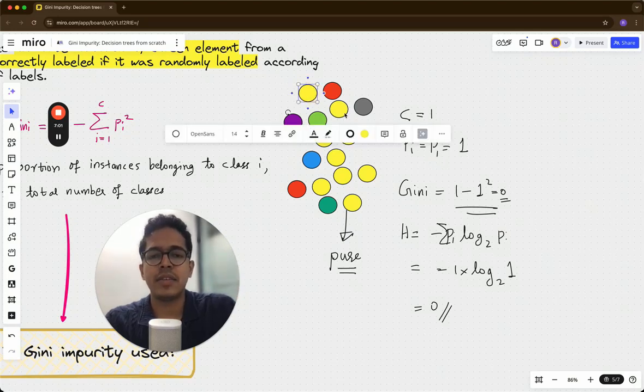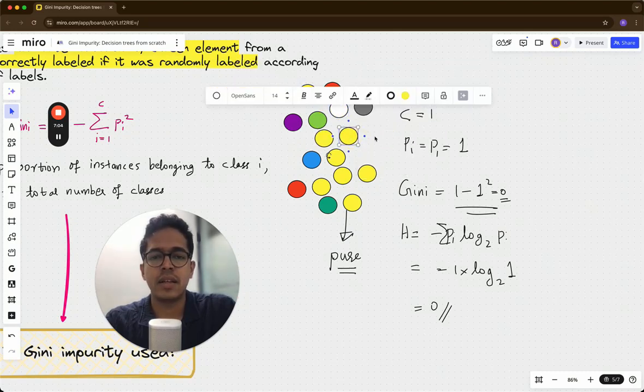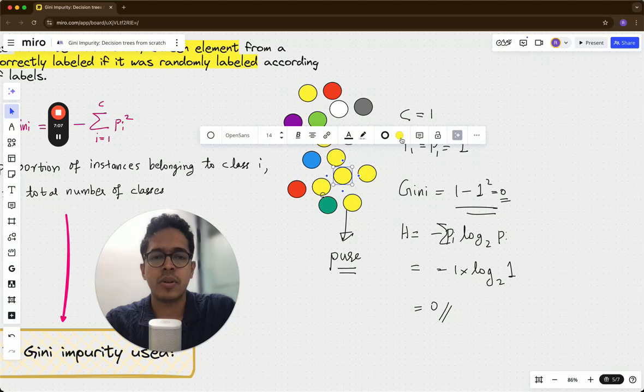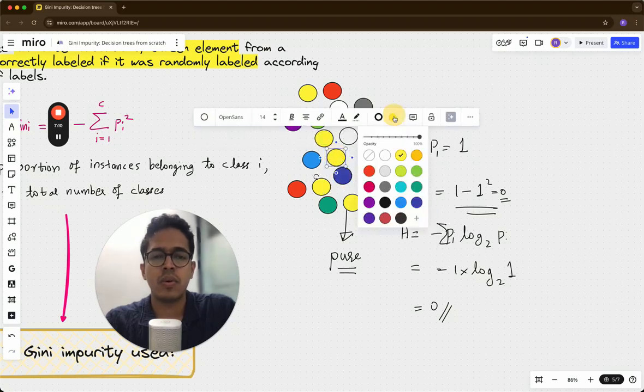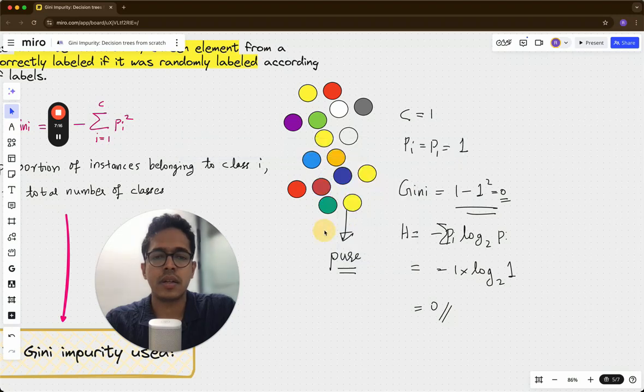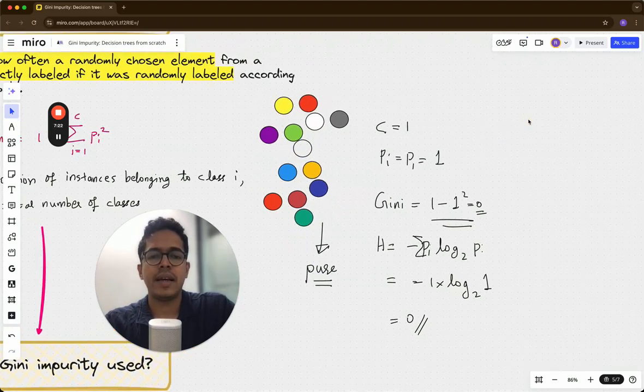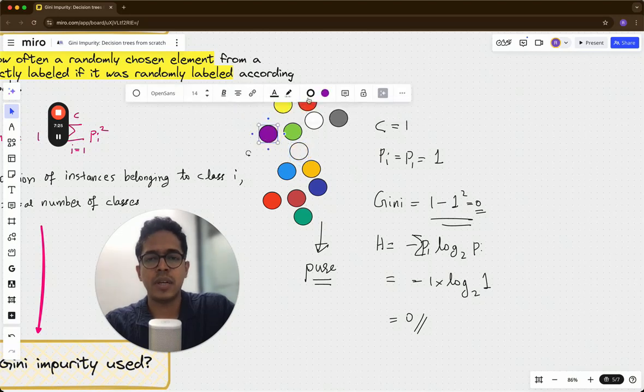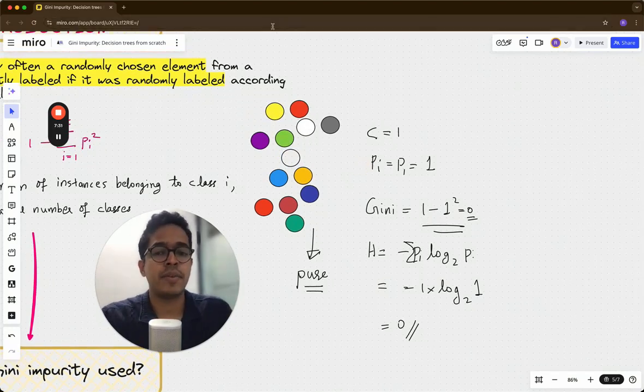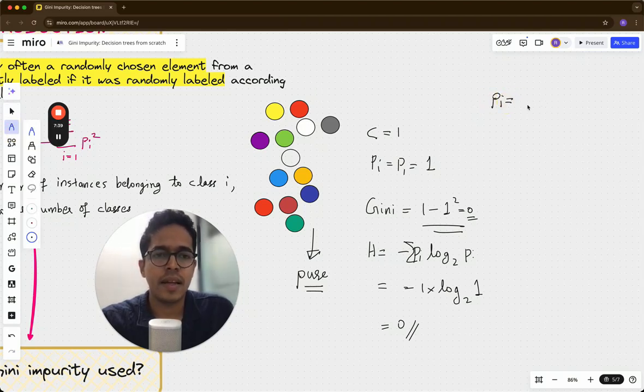So now imagine that each of these colors was a different color. Let me put white, transparent, dark blue, yellow, and one more. So now if I were to ask, what is the Gini impurity? There are 1, 2, 3, 4, 5, 6, 7, 8, 9, 10, 11, 12, 13 points, and every point belongs to a different class based on color. That means Pi equal to 1 by 13.